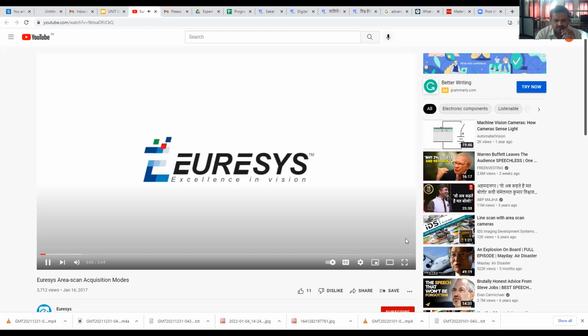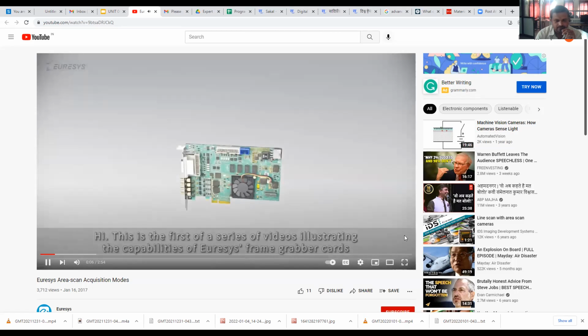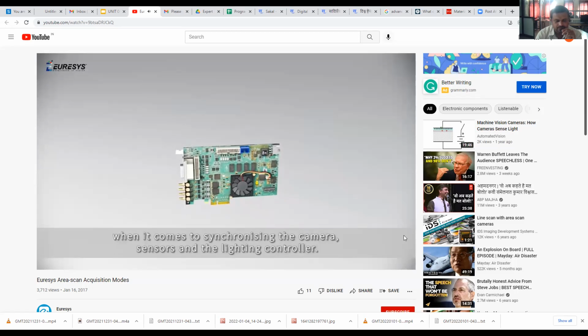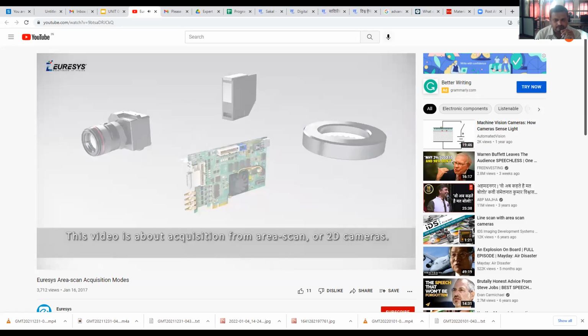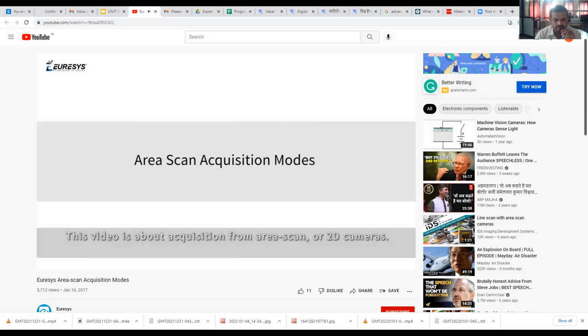Area scan camera we will see now. This is the first of a series of videos illustrating the capabilities of Eurosys' frame grabber cards when it comes to synchronizing the camera, sensor, and the lighting controller. This video is about acquisition from area scan or 2D cameras.